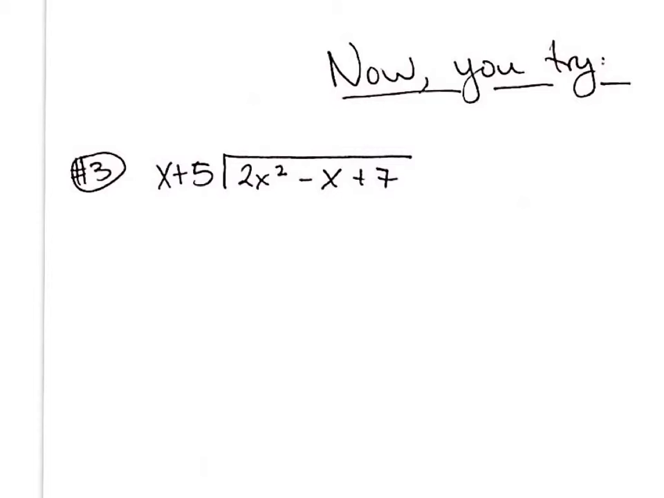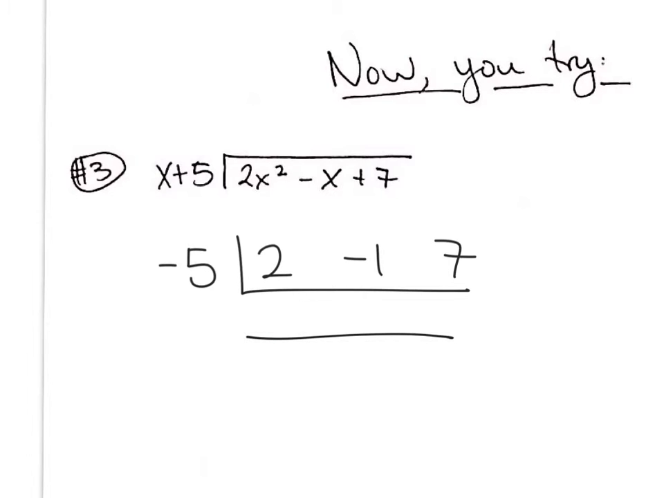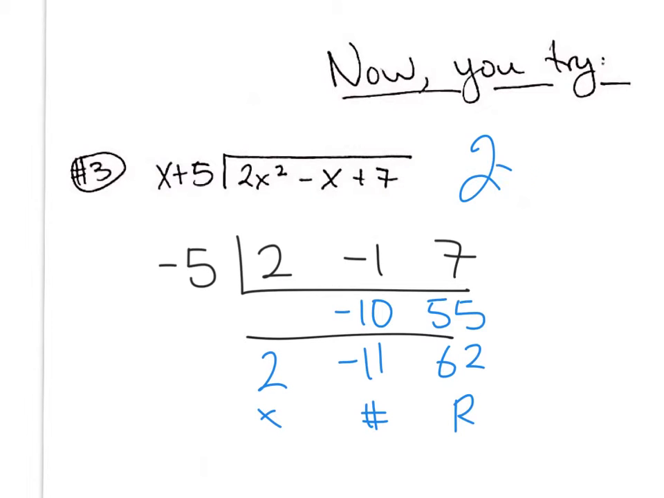Okay, so hopefully you paused and worked these out, and then you're just sort of verifying that you did this correctly. So we'd start with negative 5 and a 2 and a negative 1 and a 7. We bring the 2 down initially. We multiply. We add. We multiply. We add. And that's the remainder. That's the number. That's the x term. So our answer is 2x minus 11 with a remainder of 62.